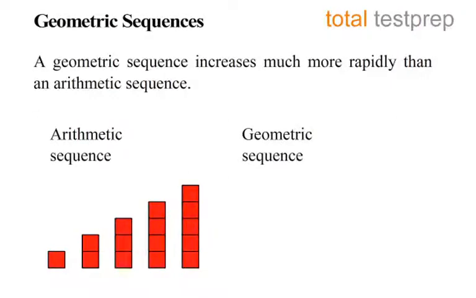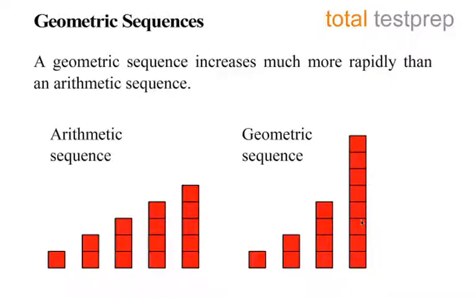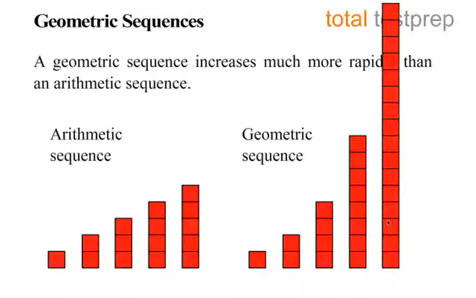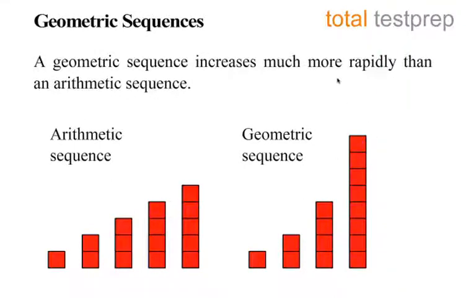But in a geometric sequence, if we also start with 1 square and then go to 2 squares in the next step, we're now doubling. So the third term in the sequence is going to be 4 squares because we're doubling from 2 squares to 4 squares. The fourth term is going to be 8 squares. Once again, we're doubling. The fifth term is going to be 16 squares. The sixth term is already going to be 32, which is far bigger than this screen. So a geometric sequence increases much more rapidly than an arithmetic sequence.